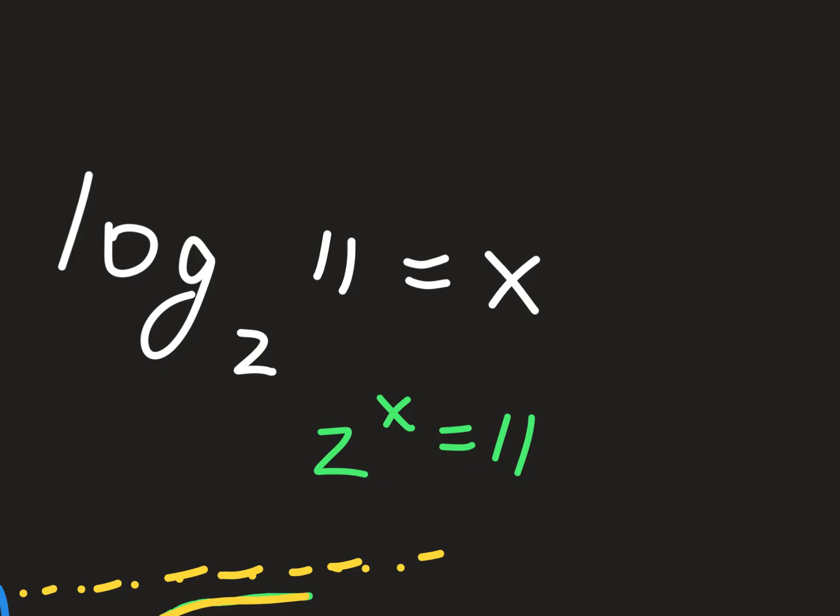2 to the third is 8, and that's too small. 2 to the 4 is 16, and that's too big, so it's between 3 and 4. So it's 3 point something. Can you get the idea? You can get a decimal for it in your head by just kind of estimating. It's 3 point something.